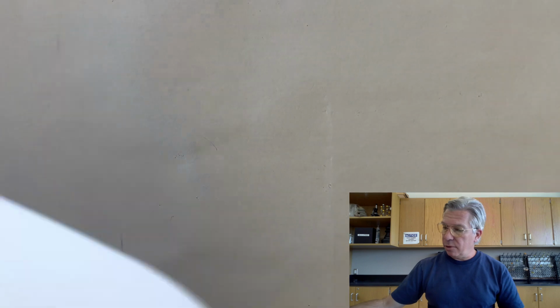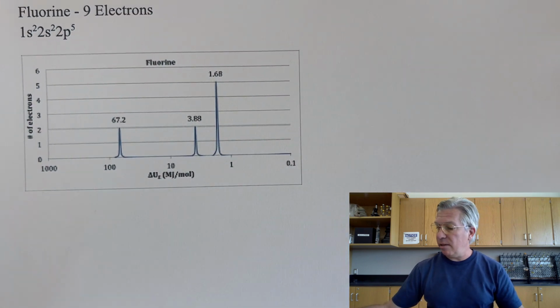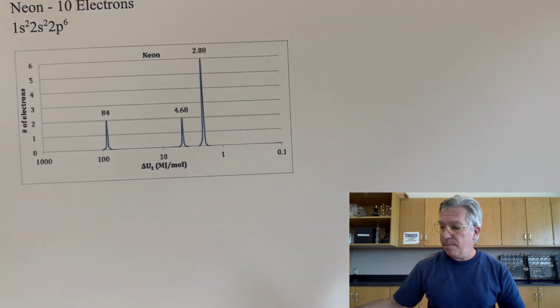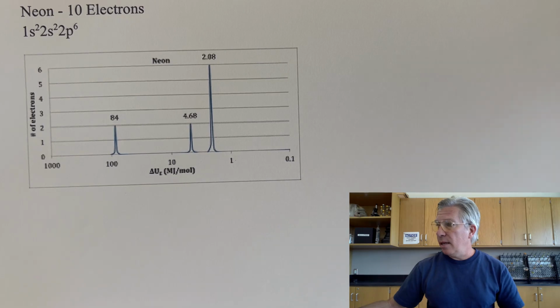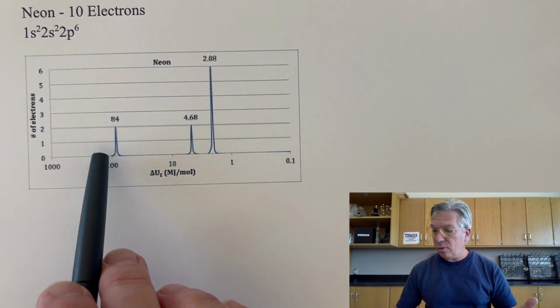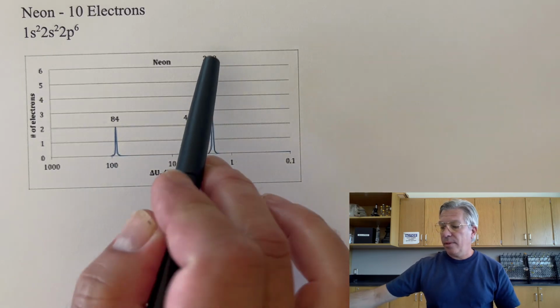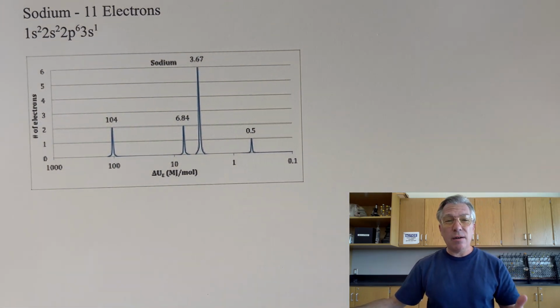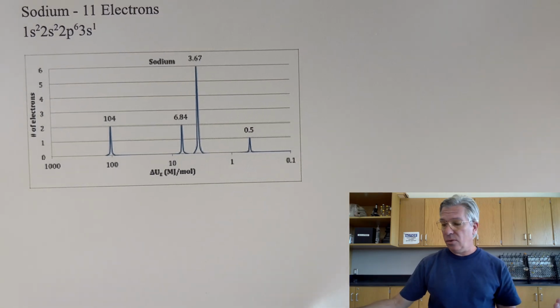Here we go with fluorine. Similar, but now it's p5, right? It's gotten a little bit taller. And neon, which fills out the 2p orbitals. And that now is 3 times as tall as the 1s. So I got the 1s, that's 2, and then that must be 2p6 because it's 3 times as tall. Hopefully you're seeing the pattern and the building up of the peaks, which is evidence of the building up of the electrons in those orbitals.